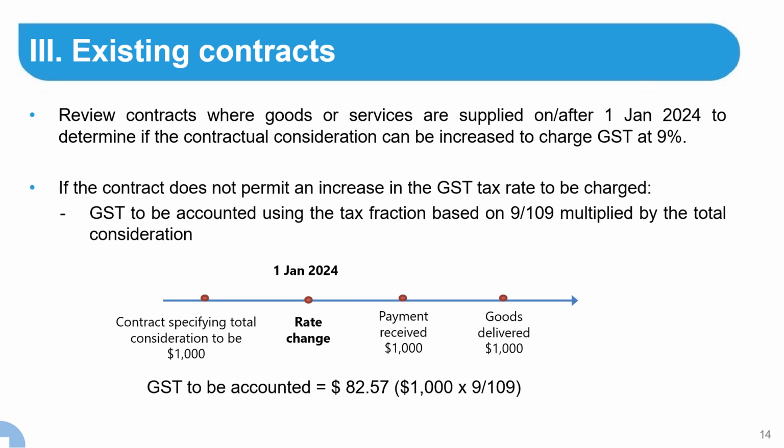For example, your contract specifies that the total consideration inclusive of GST is $1,000 and any change in consideration is disallowed. If you receive payment and deliver the goods after 1st January 2024, you must account for GST at $82.57, using the tax fraction of 9/109 multiplied by the total consideration of $1,000. If you are unsure whether your contract contains any express exclusion or has taken the tax rate change into account, please consult your lawyer to determine if you can increase the consideration due to the GST rate increase.